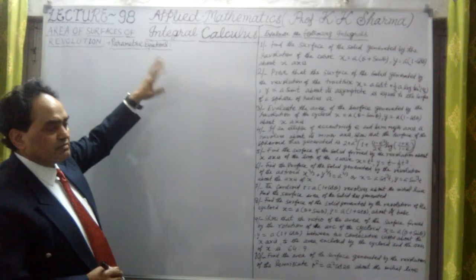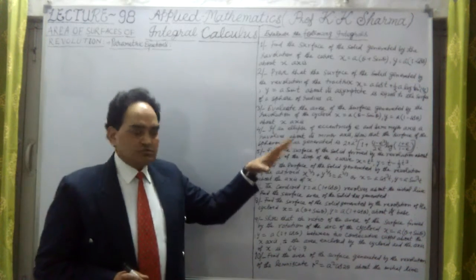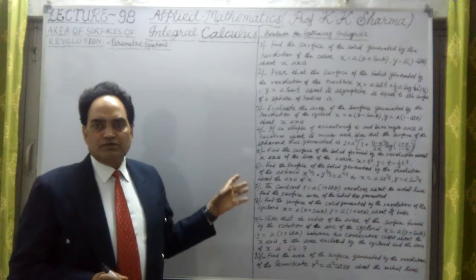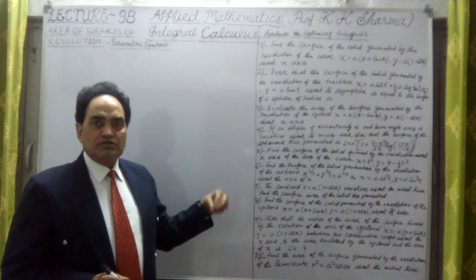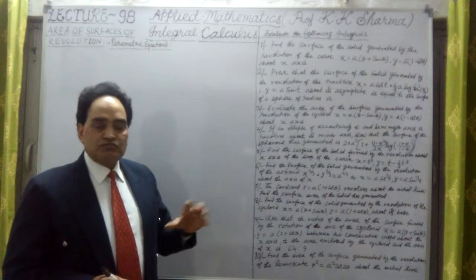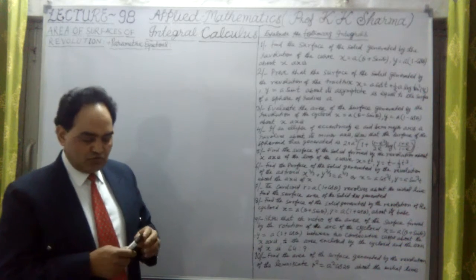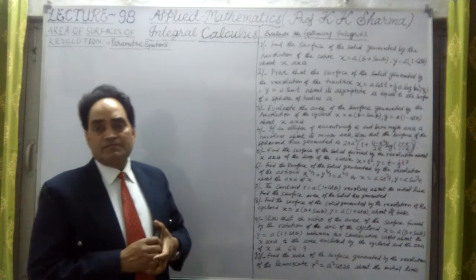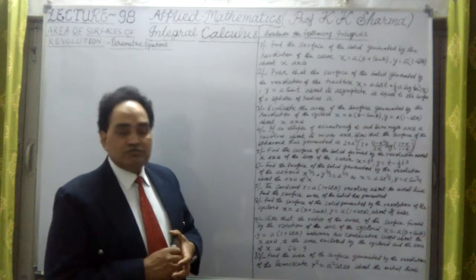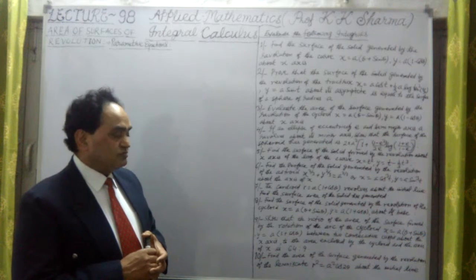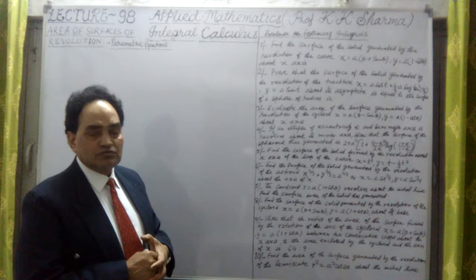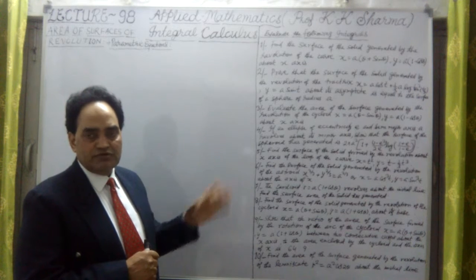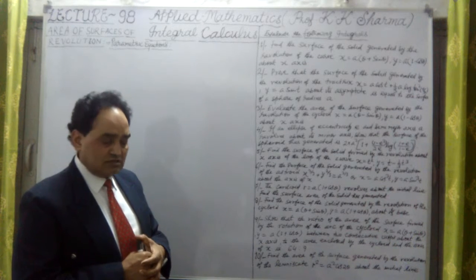We are taking parametric equations now. So far as these questions are concerned, one or two I have taken from polar equations, so for the next topic I will clarify how polar equations are also used. In case polar equations are given, what is the area of the surfaces of revolution? Today's topic is parametric equations, and I'll talk about the formula for that.